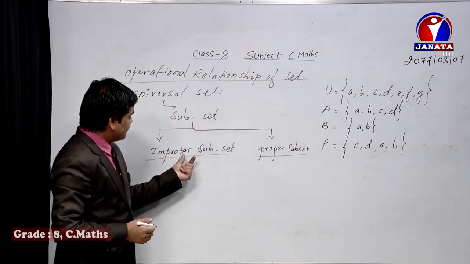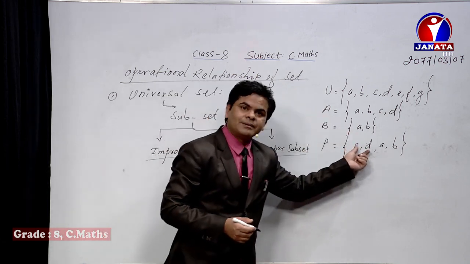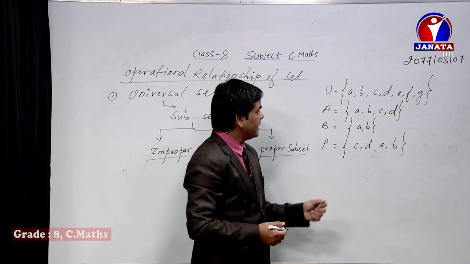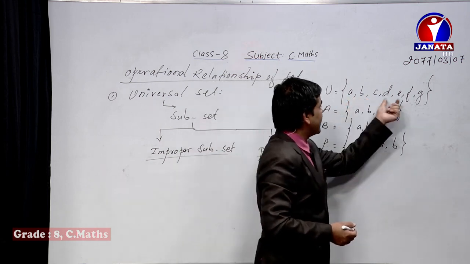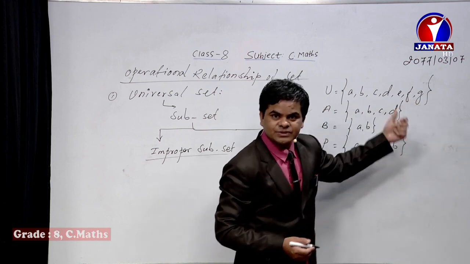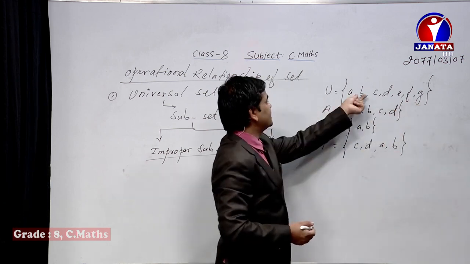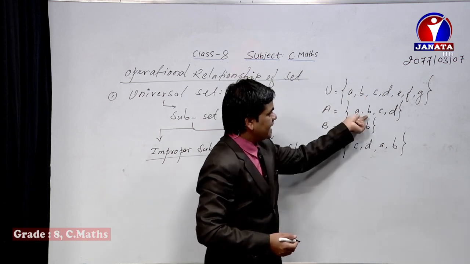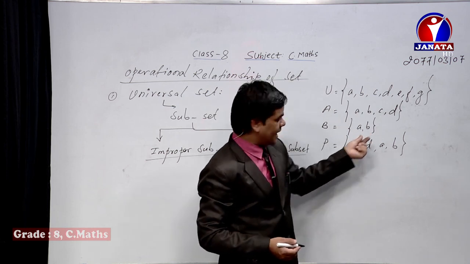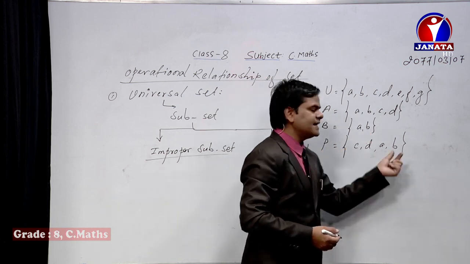So in order to define improper subset and proper subset, this example will be very vital, dear students. So let's focus on this one. Look at here, universal set has the elements from A to Z. The alphabets A to Z are used in the universal set. In the subset we have A, B, C, D. Now in the next, just two elements A and B I have kept, and in case of set P, I have kept C, D, A, B.